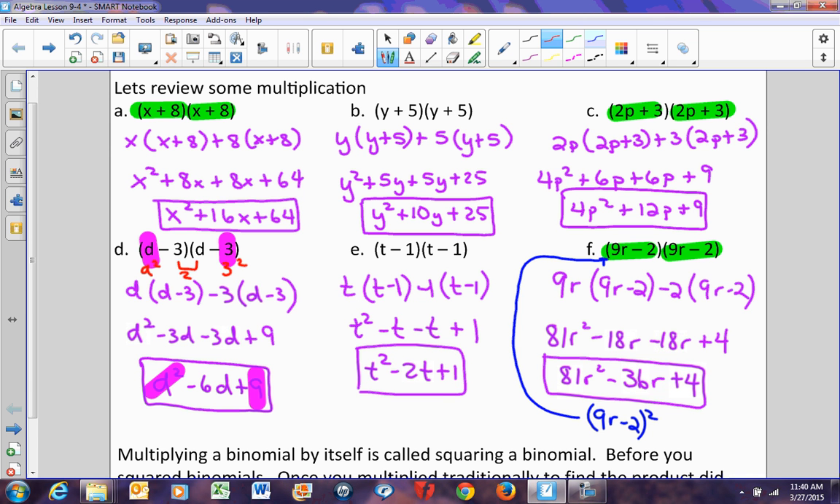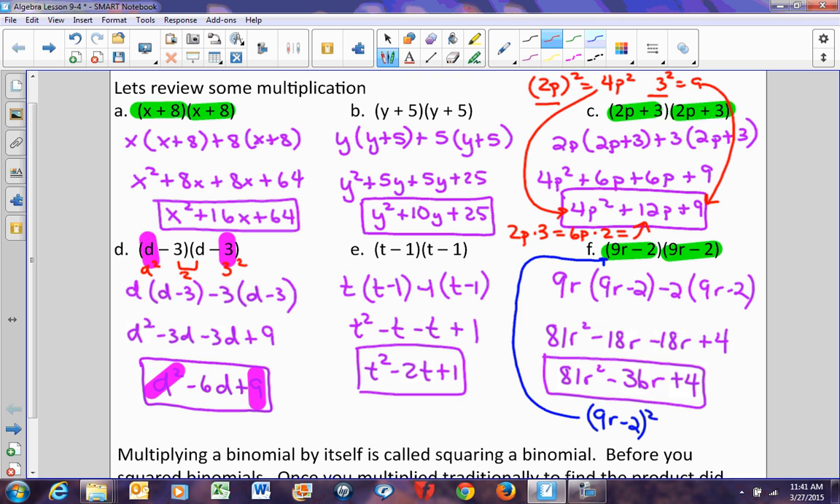And if you look at all of these, you might hopefully notice that they all kind of do that. Let's take a look at this one right here. 2p plus 3, 2p plus 3. 2p squared is 4p squared, which is that. 3 squared is 9, which is that. If I took 2p and 3 and multiplied them together, 2p times 3, I would get 6p, and if I multiplied that by 2, I would get 12p.